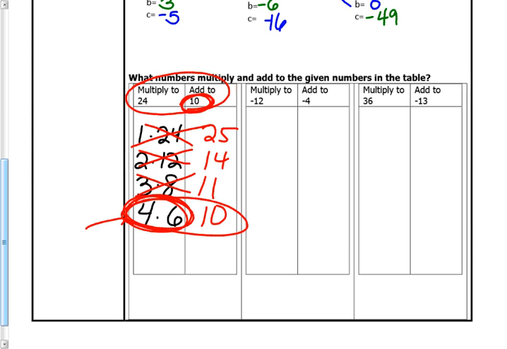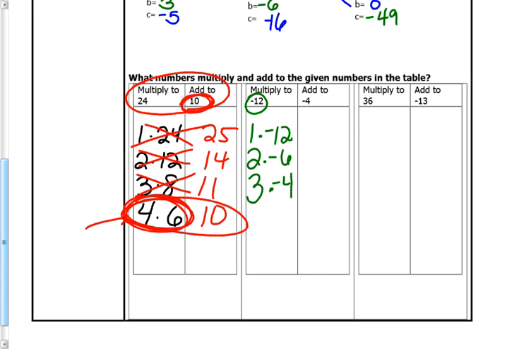Let's try this middle one here. I need numbers that multiply to negative 12 and add to negative 4. Well, when you multiply a positive times a negative, that will give you a negative. So this means if my number's negative, I need one to be positive and one to be negative. So 12 would be 1 times negative 12, 2 times negative 6, 3 times negative 4. And we could actually switch the negative sign around too, but let's test these out and see which ones would give me negative 4 if I added them.